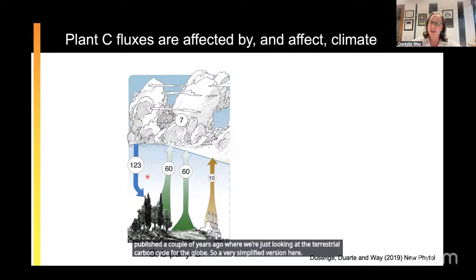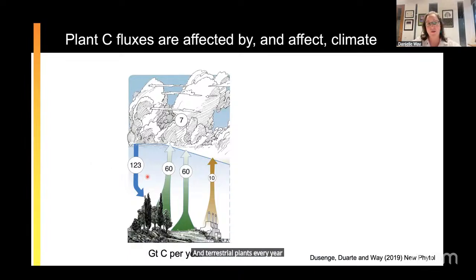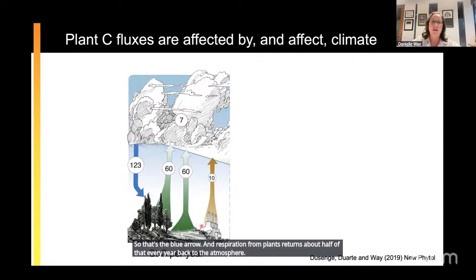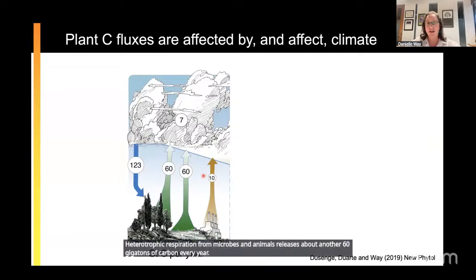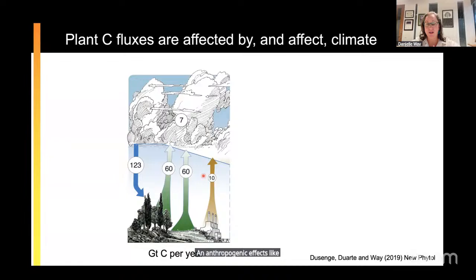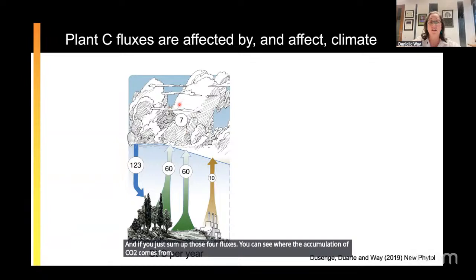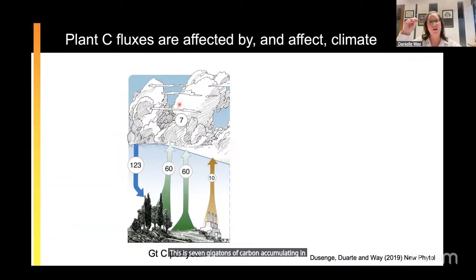And terrestrial plants every year absorb about 123 gigatons of carbon through photosynthesis. So that's the blue arrow. And respiration from plants returns about half of that every year back to the atmosphere. Heterotrophic respiration from microbes and animals releases about another 60 gigatons of carbon every year. And anthropogenic effects like fossil fuel burning and land use change are emitting about 10 gigatons of carbon every year. And if you just sum up those 4 fluxes, you can see where the accumulation of CO2 comes from, right? This is 7 gigatons of carbon accumulating in the atmosphere every year, causing that rise in CO2.